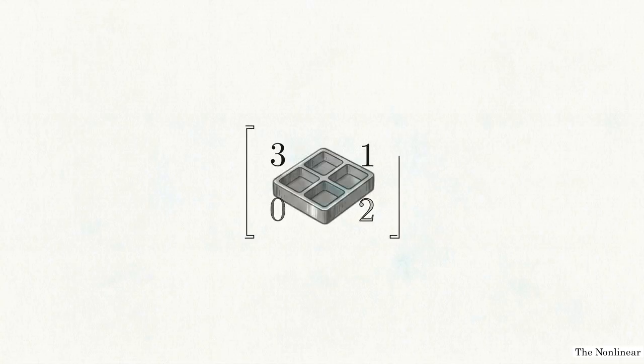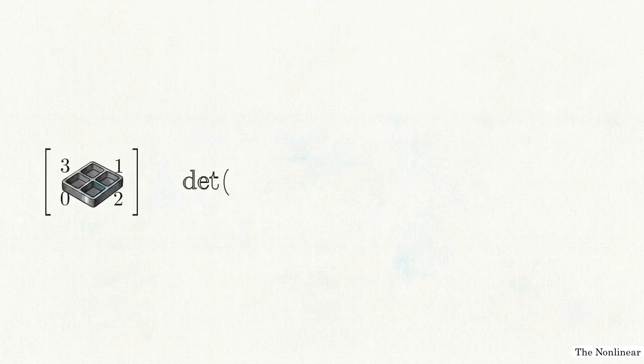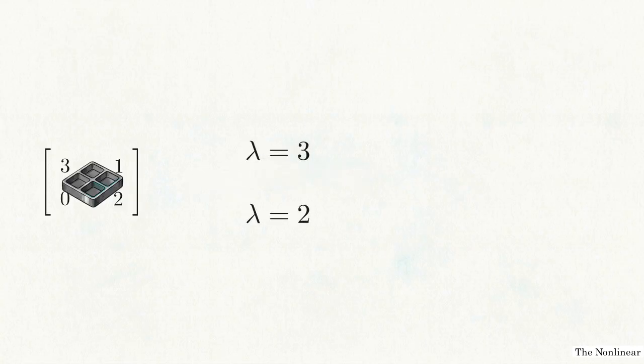Let's run a specific matrix, 3, 1 over 0, 2. Plugging this into our characteristic equation and solving the resulting algebra leaves us with two clear numerical values, lambda equals 3 and lambda equals 2. When we plug lambda equals 3 back into our equation, the y-coordinate zeroes out. This draws a perfectly horizontal vector on our grid.